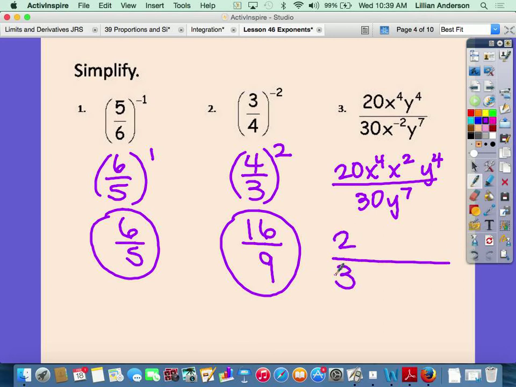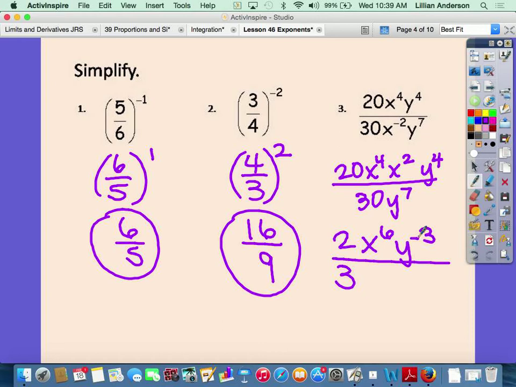Now here, I have x to the 4th times x squared. Whenever you're multiplying with the same base, what do you do to your exponents? Add them. So this becomes an x to the 6th. And then when I'm dividing, you subtract your exponents, okay? So whenever you're multiplying, you add your exponents. Whenever you're dividing, you subtract. So what's 4 minus 7? -3. So this becomes y to the -3 at the top.